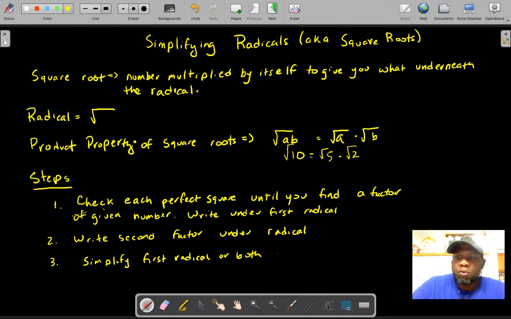Okay, so the steps on actually working with a radical. Again, you're probably going to be like, what? But I'll give you the steps and I'll show you how to do it on the next page.